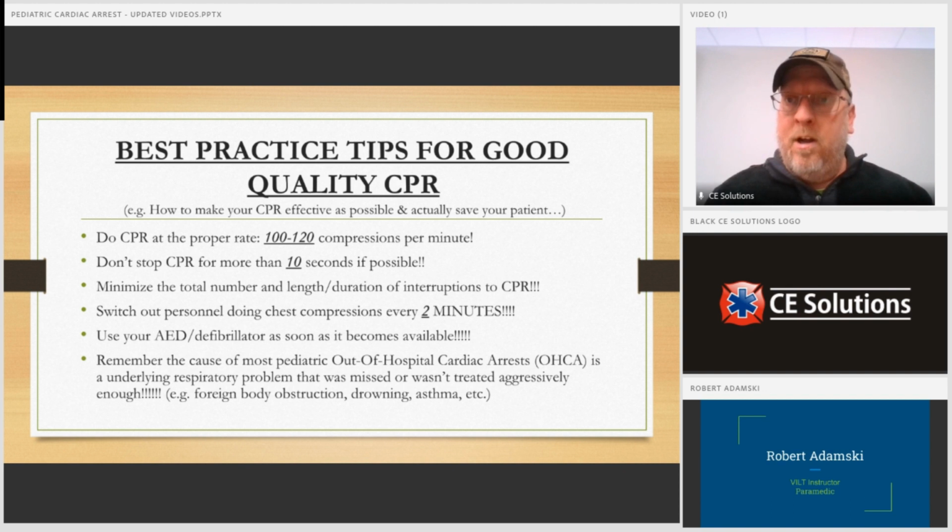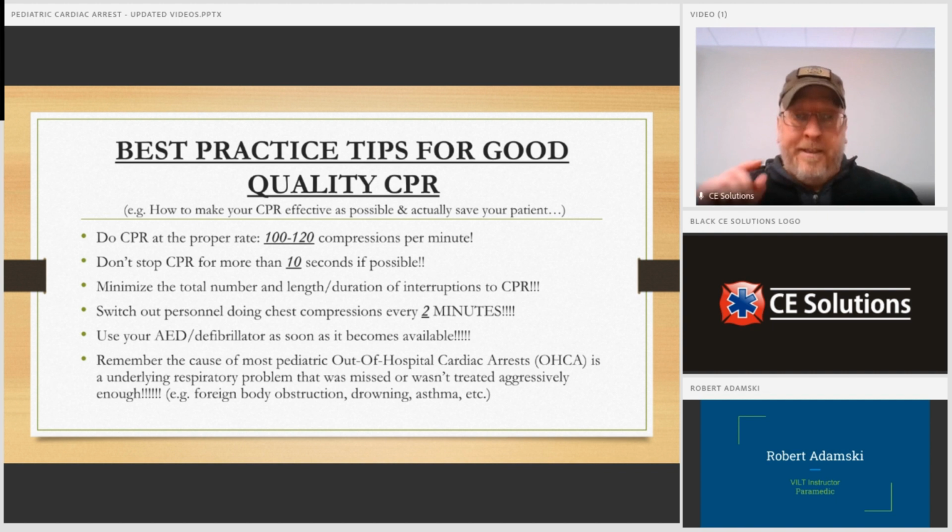We didn't know was occurring, or we didn't take it seriously enough, or we did not treat it aggressively enough, and therefore the patient decompensated, they got worse, and then eventually they went into cardiac arrest. Good examples of that are pediatric patients that end up choking on a foreign body, or they drown, or they have an unrecognized medical condition like asthma, right?